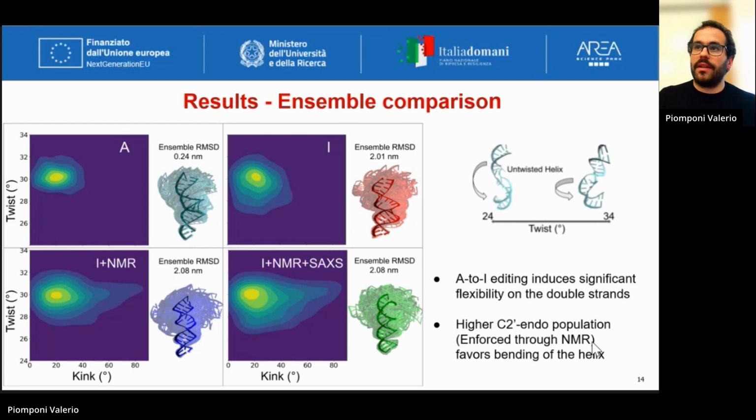And then when you enforce NMR data, so you induce this C2 endo population of the sugars, you also allow for more bending of this double-strand RNA. Then these colored figures I'm showing here, I'm calling them flower bouquets. I produce them by aligning 100 structures extracted from the ensembles. And this is to qualitatively show how much this ensemble looks rigid or flexible. So the gray one seems really rigid and regular, whereas the inosine ensembles look much more chaotic. And also I can quantify the ensemble RMSD with respect to these alignments. And this value dropped by 1 order of magnitude in the inosine case.